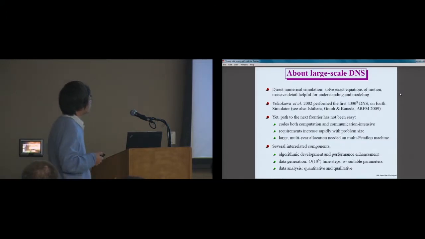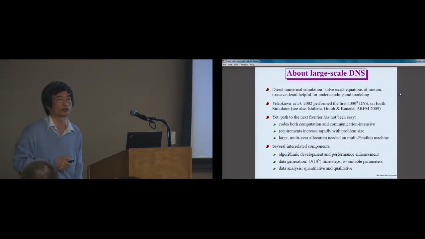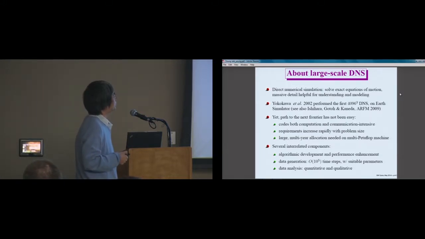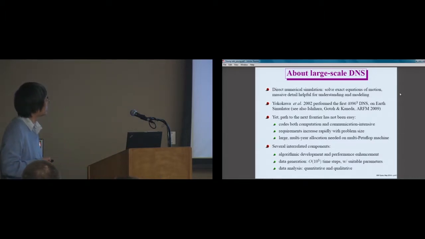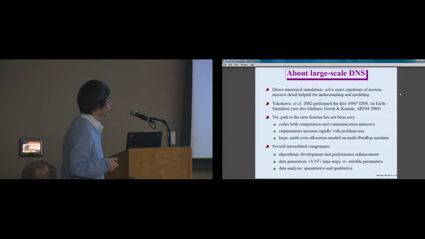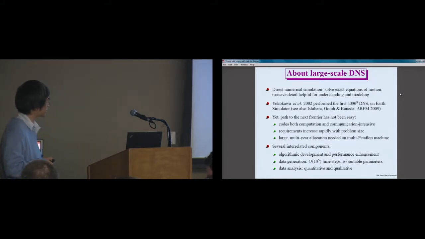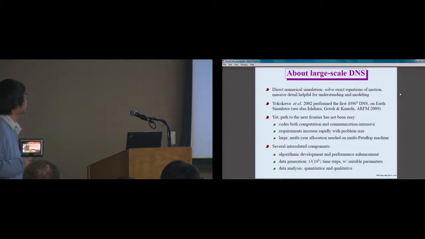Now between 2002 and 2014, I think we can say that there has been an order of 1,000 times advance in computing power around the world. You look at the Top 500 list. But why have we not seen the next level yet? 8192 cube, 8 times more grid points, or even more. Well, that's because the nature of computers these days and the nature of turbulence is not making things easy.